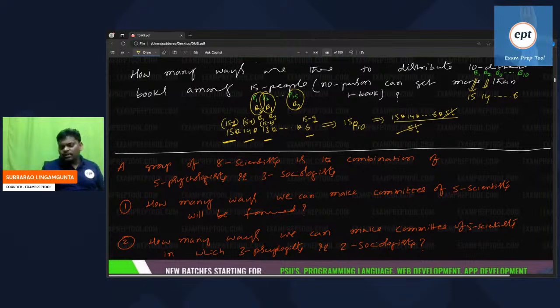Continuation of the previous problem. The answer is 15P10. How many ways are there to distribute 10 different books among 15 people? So this is the case. 15P10. I will rewrite again. 15P10.